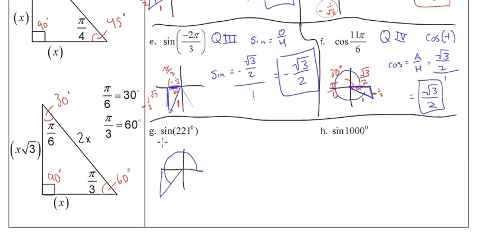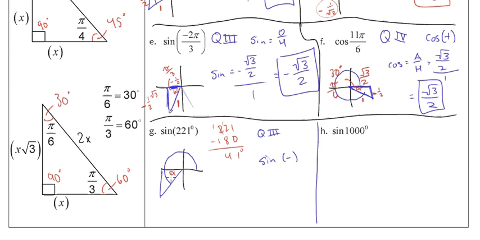So our reference angle, our theta, or alpha rather, is going to be 221 minus 180 degrees. So we have 41 degrees as our theta. And so let's take a look at this. First off, it's in the third quadrant, so quadrant 3. So we know that sine should be negative. Sine is negative.